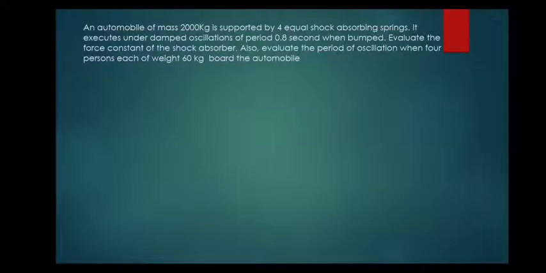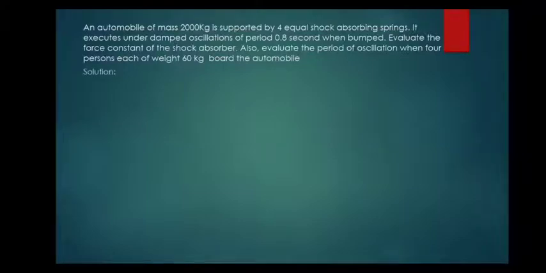An automobile of mass 2000 kg is supported by 4 equal shock absorbing springs. It executes underdamped oscillations of period 0.8 second when bumped. Evaluate the force constant of the shock absorber. Also evaluate the period of oscillations when 4 persons, each of weight 60 kg, board the automobile.